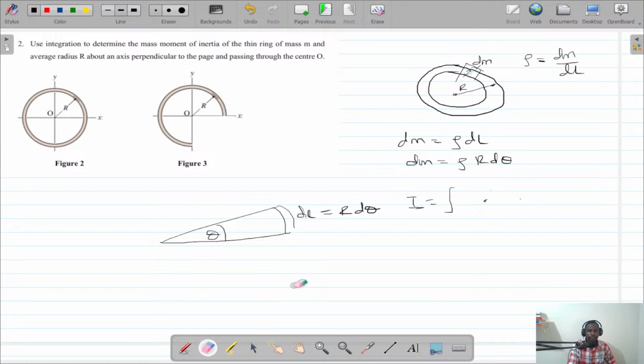Mimi, you said I is equal to the integral of half r squared dm. Are you talking about this one? Are you talking about this particular problem?